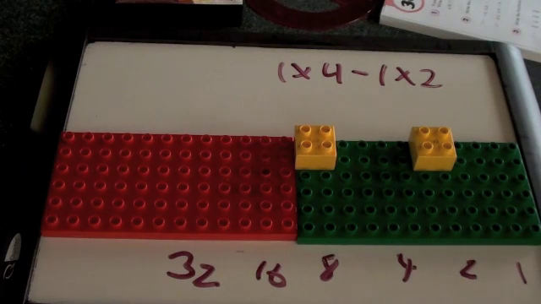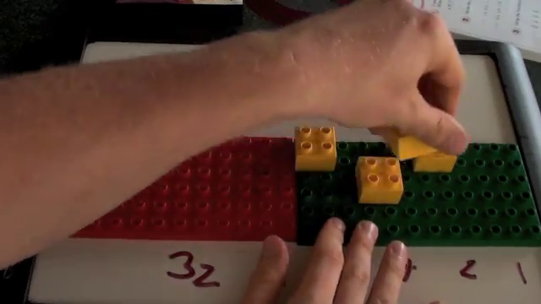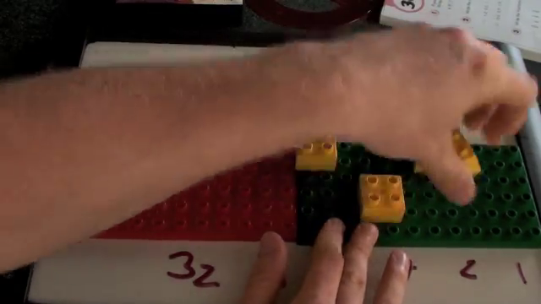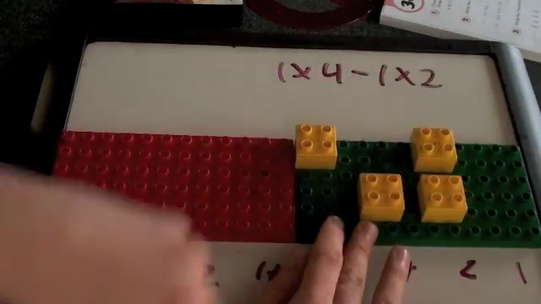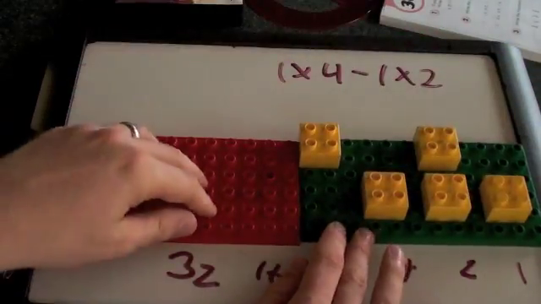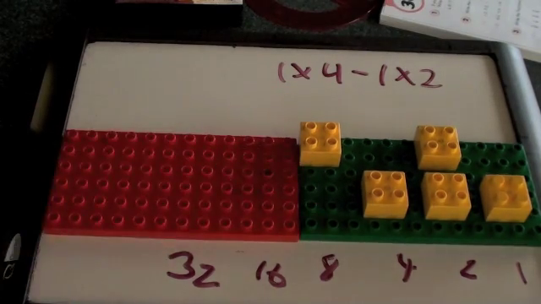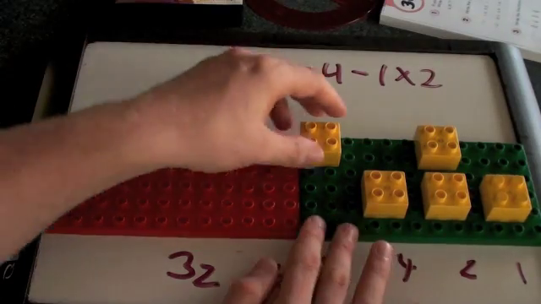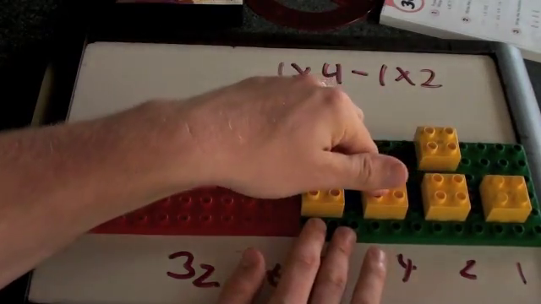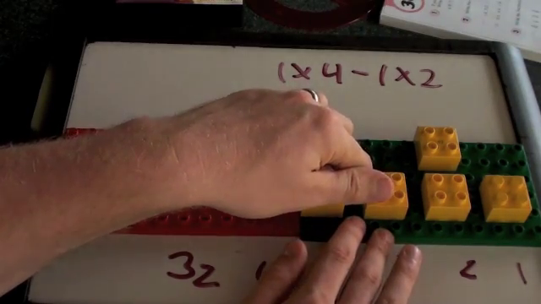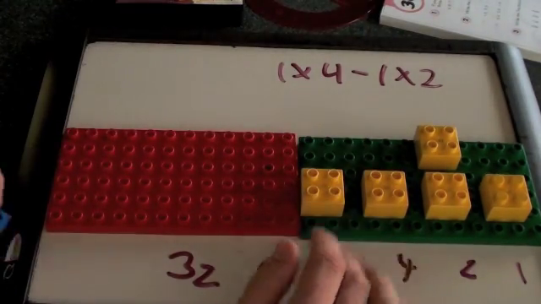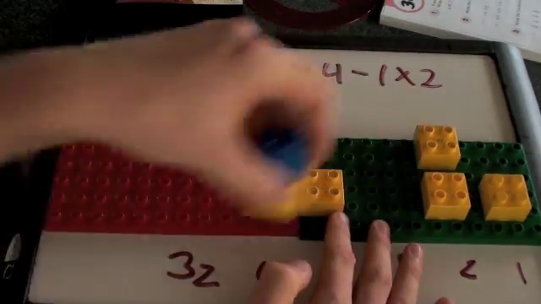Okay, so we're looking at 1, 0, 1, 0 minus 1, 1, 1. All right, and then we're going to do our blue block way. So I have 1 minus 0 is just 1. 0 minus 1 is minus 1. So what do I need to do? Put a blue block in.